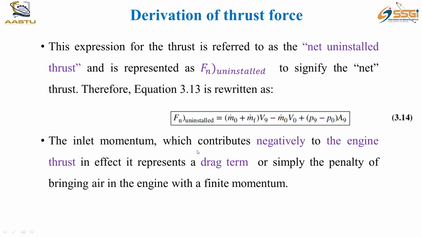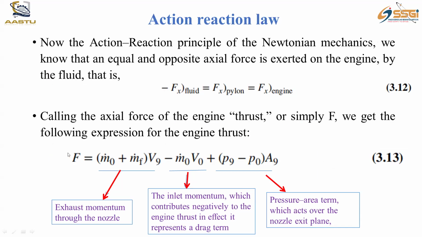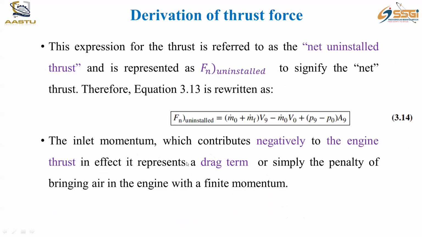The force given here is called the net uninstalled thrust, and it is represented by Fn uninstalled. You can rewrite it as Fn uninstalled equals (M naught plus Mf) times V9, minus M naught V naught, plus (P9 minus P naught) times A9. So this is the general thrust equation, considering the drag term also.